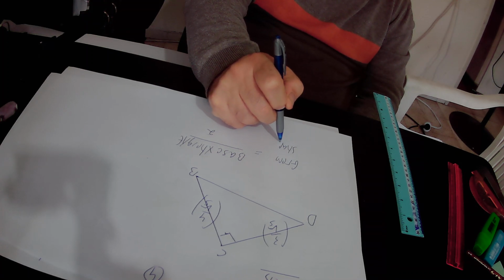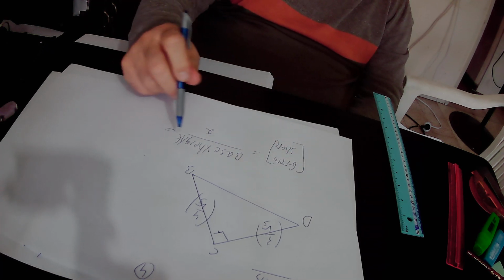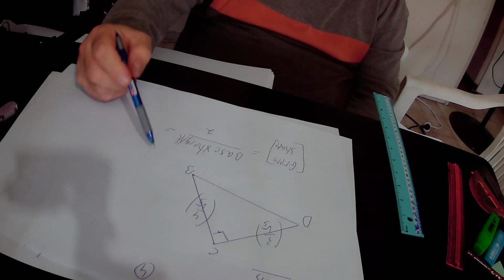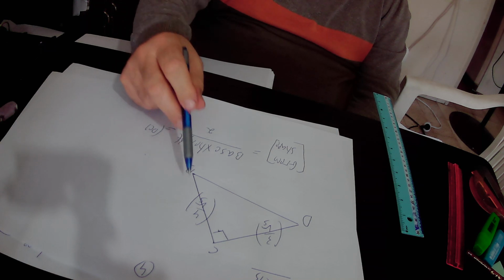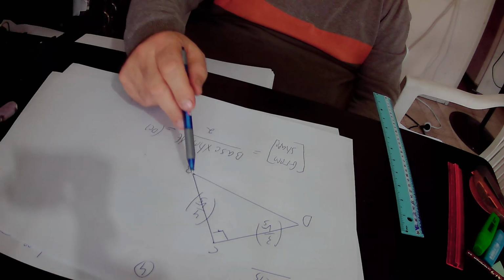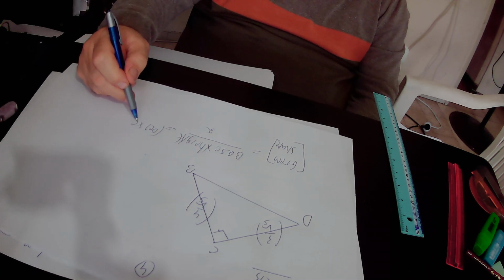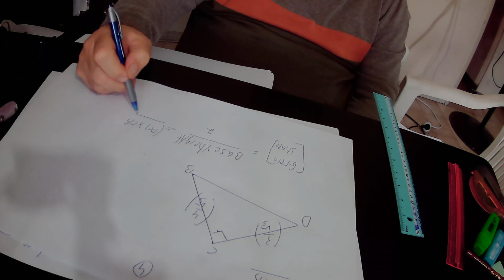So the area of the green shape equals the base of this right triangle. We take the base as DC times the height to the base. The height to the base is CB. Why is CB the height to the base? Because it creates 90 degrees with the base CD. So the height to the base is CB, over 2.